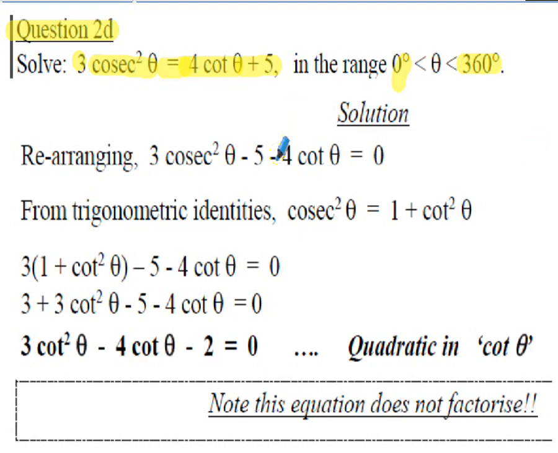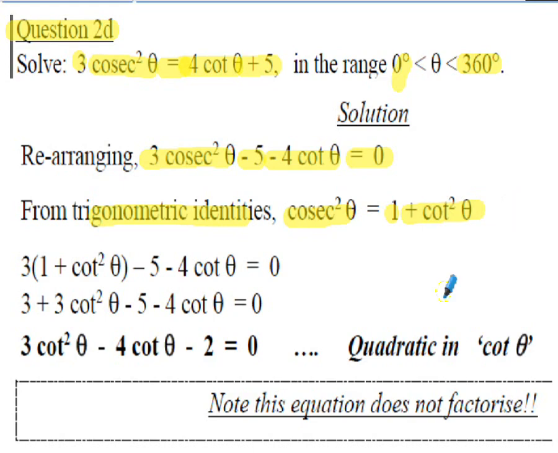So in this case I'm going to take 5 from both sides, and I'm going to take 4 cot theta from both sides. So I end up with 3 cosec squared theta minus 5 minus 4 cot theta is equal to 0. Using my trig identities from previous work here, I notice that cosec squared theta is actually equal to 1 plus cot squared theta. I'm going to use that relationship here.